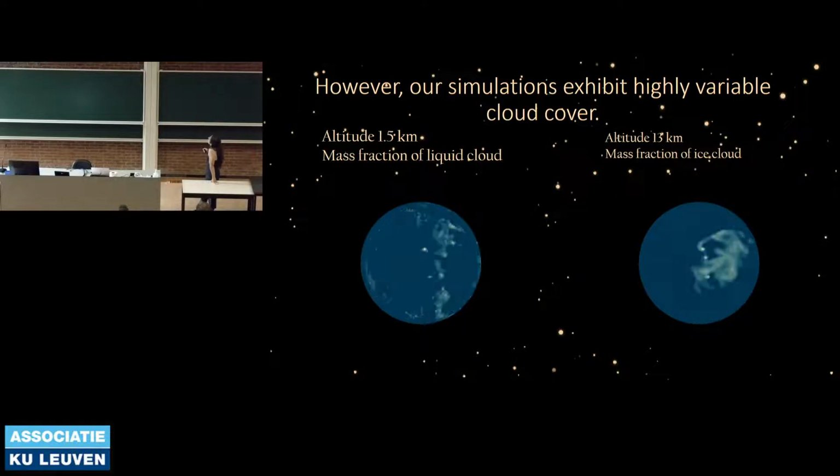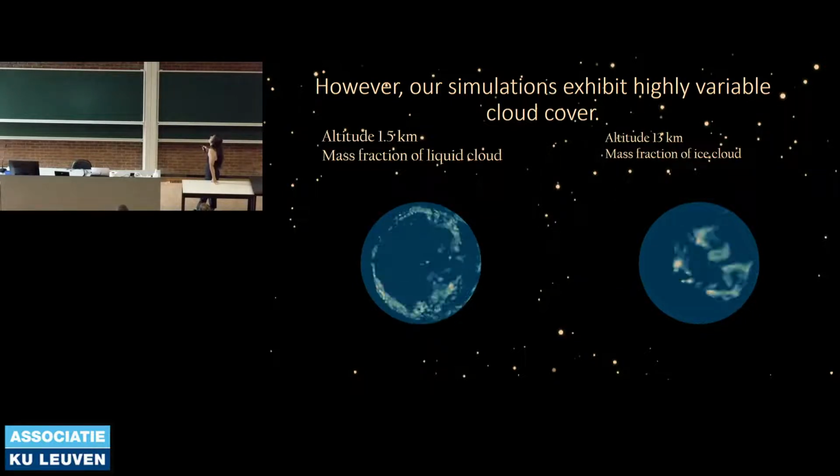This is lower down in the atmosphere, and it shows the mass fraction of liquid cloud, which is concentrated in a ring here. The clouds tend to form just in areas where the atmospheric temperature is appropriate for condensation, which is around this area in this particular model, but that varies quite a bit between simulations.